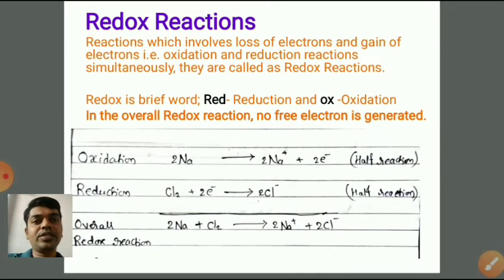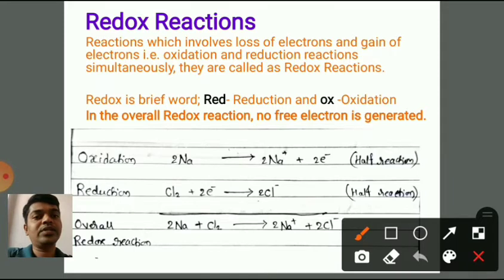Now redox reactions. These are the reactions which involve the loss of electrons and gain of electrons, that is oxidation and reduction reactions take place simultaneously, and such reactions are called redox reactions. Now this redox is a brief word, a combination of two different words, that is red, which stands for reduction, and OX stands for oxidation.